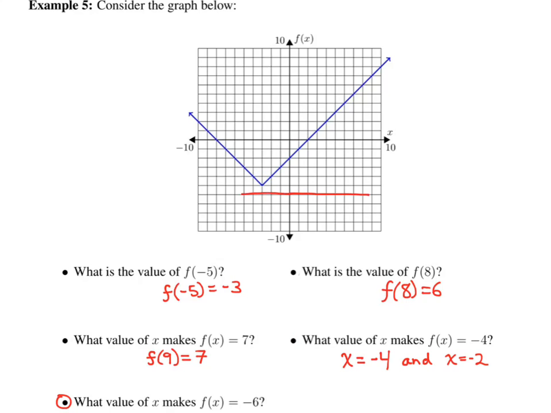And then finally, what value of x makes f of x equal to negative 6? You can see I drew with my little red thing there, the function never goes down to negative 6. It's not actually part of the range, so in fact, none. There's no answer there.